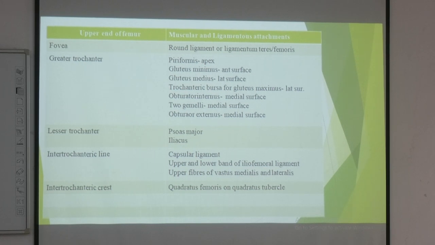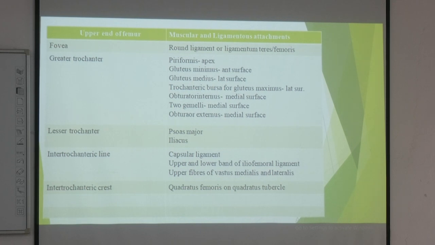If you want to make it very simple, we just call it the ligament of the head of the femur. Can you remember this name? Ligament of the head of the femur. That's it. Okay, now next we move to a part which is more commonly tested in examinations. We identify the greater trochanter.